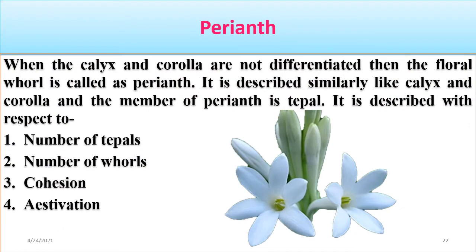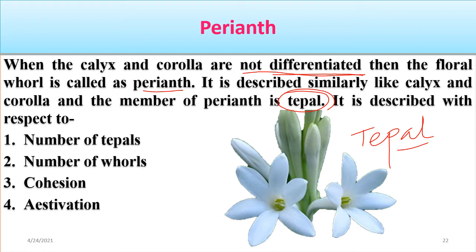Then next is perianth. So let us understand what is perianth. When calyx and corolla are not differentiated, meaning calyx and corolla are inseparable, then the floral whorl is called perianth. It is described similarly to calyx and corolla, and the member of perianth is called a tepal. Remember, the member of perianth is called a tepal. It is described with respect to the following things.